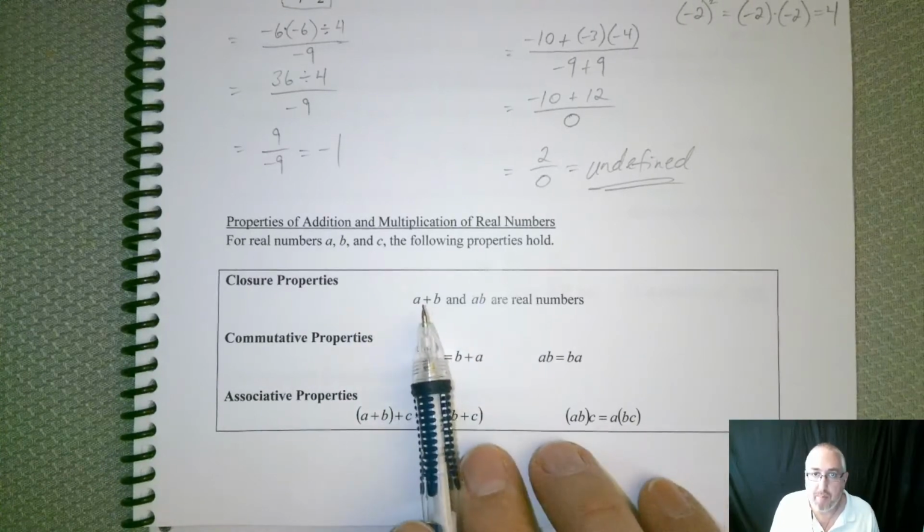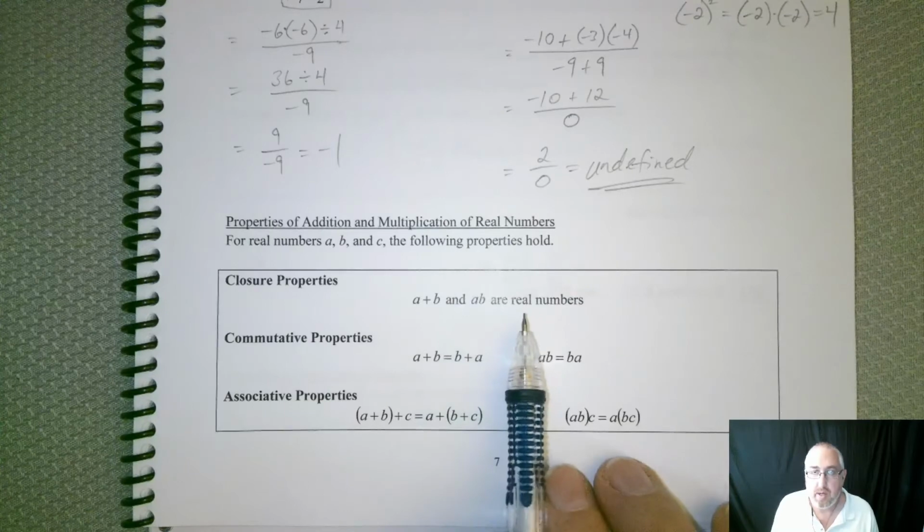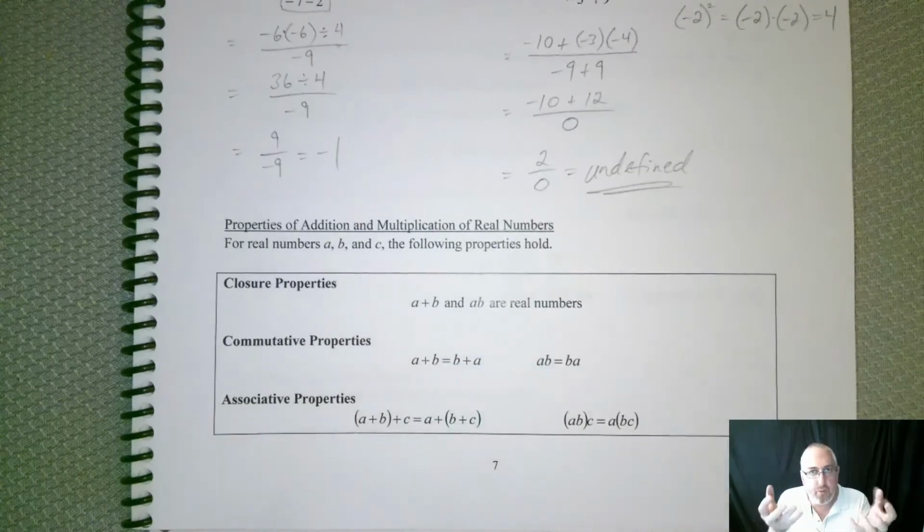If A and B are real numbers, then the following properties hold. So this says that A plus B and A times B are real numbers. So basically, if I have two real numbers that I'm starting with and I multiply them together, or if I add them together, I'm going to get another real number as an answer.